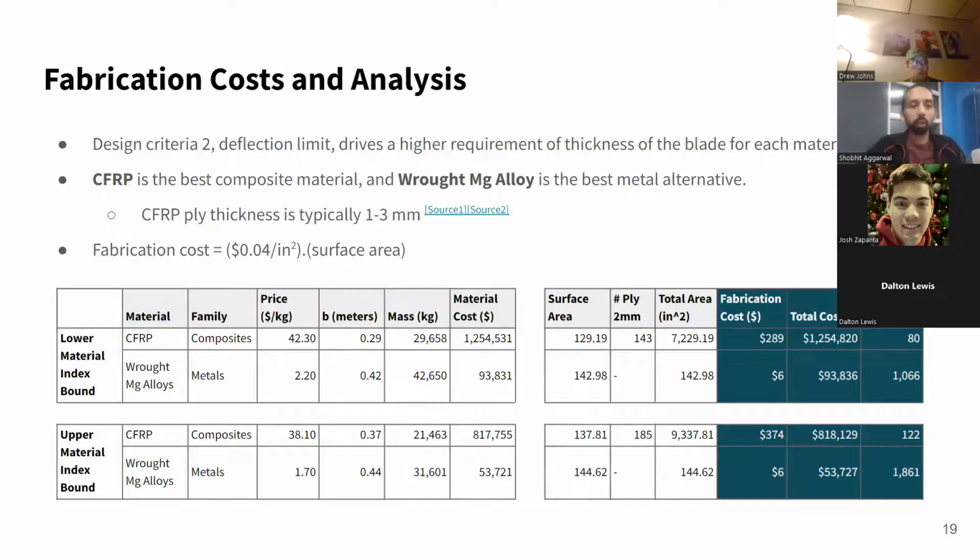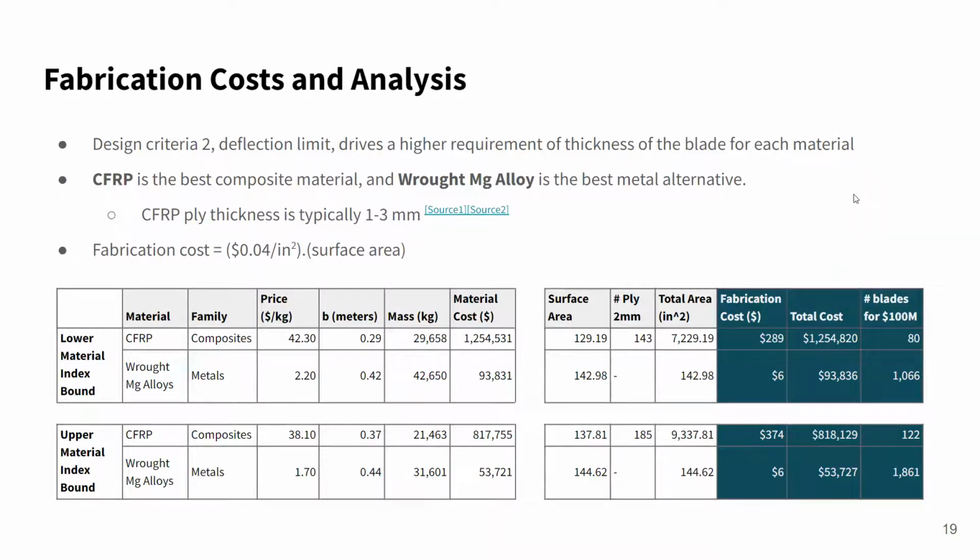So now let's move on to the cost. After looking at all the design criteria, design criteria 2 was the one which derives the higher requirement of thickness of the blade. So using that, we'll be calculating the fabrication cost. We chose one best composite material and the best metal alternative. And as we saw, CFRP and wrought magnesium alloy were the top 2 candidates all across. We'll be using those to calculate total cost to manufacture.